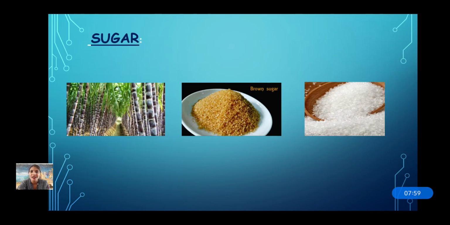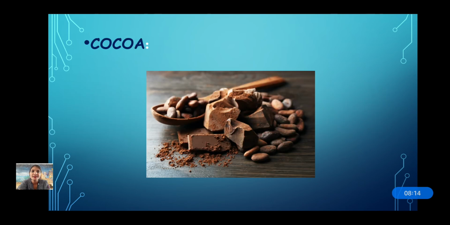Now, sugar. How do we get sugar? Yes, we get sugar from sugar cane. Okay, then brown sugar is made, white sugar is made. We usually use white sugar. Okay, other than this, what else does it give us?